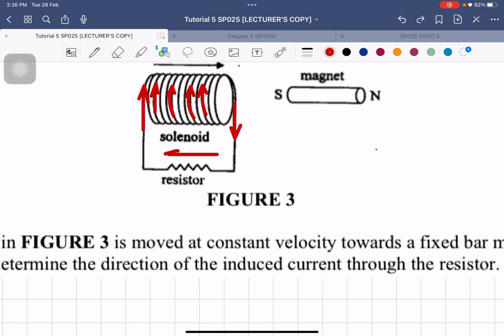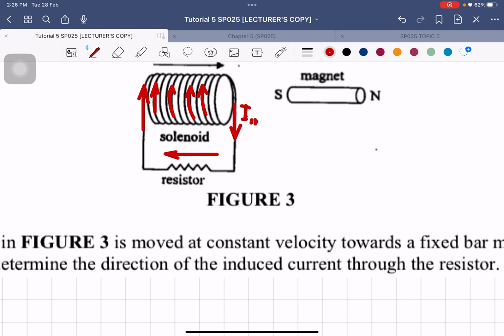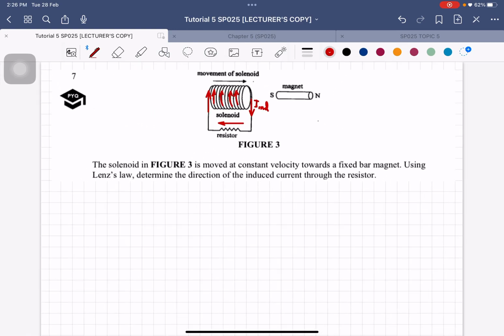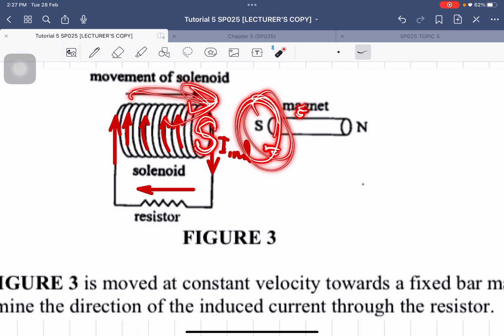So this is basically the induced current. So what is the direction? The direction is from right to left. If you have problem understanding what I've been saying just now, you just have to know that if the motion is going to a permanent magnet that has a south pole here, here you will create a south pole also.